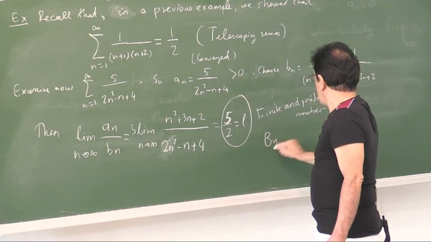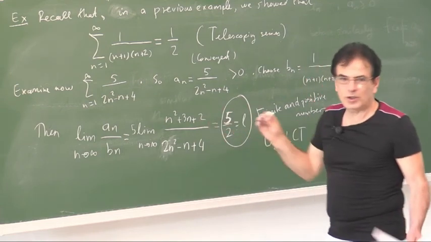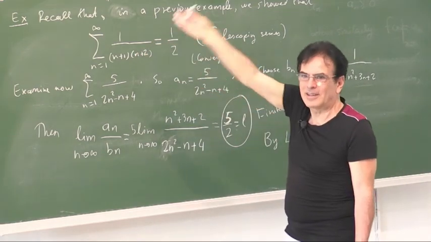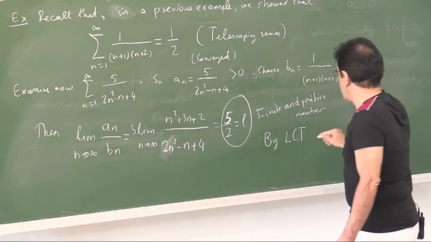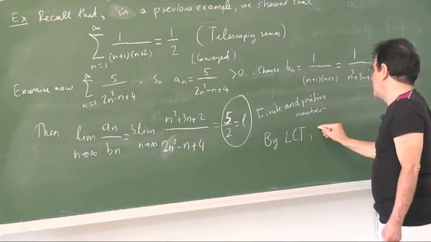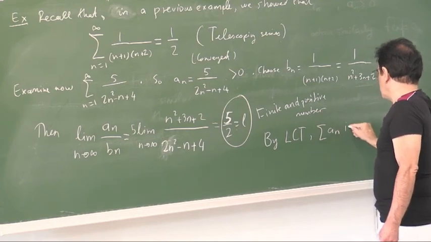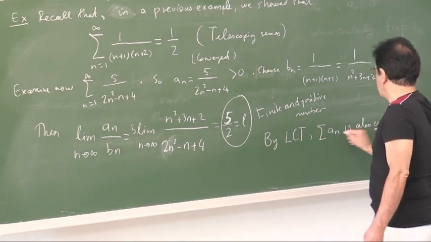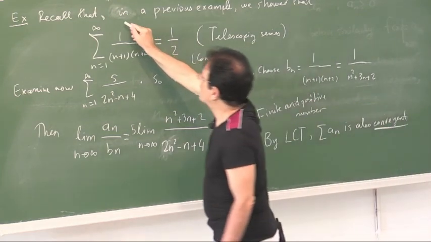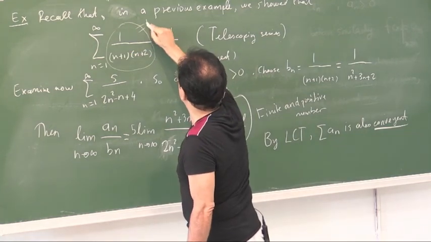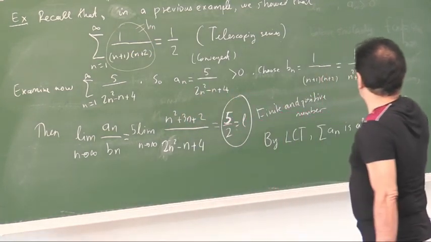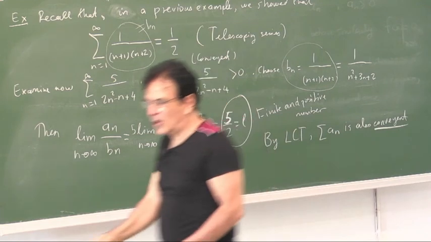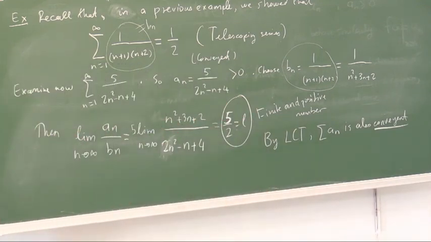So by the limit comparison test, the two series behave similarly. Since we proved before that sigma bn is a convergent series, by the limit comparison test sigma an is also convergent. So our series is also convergent.